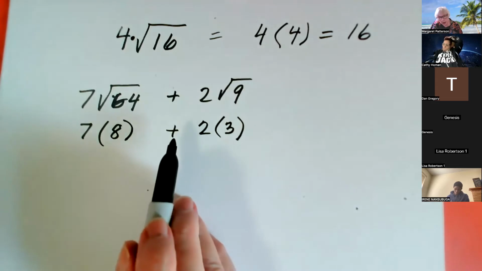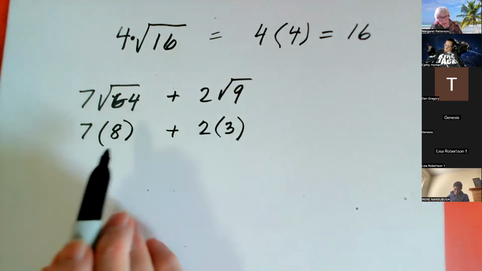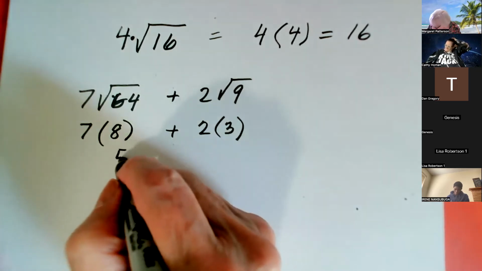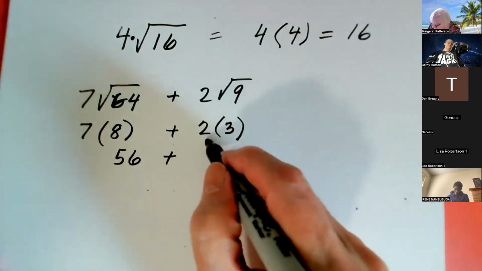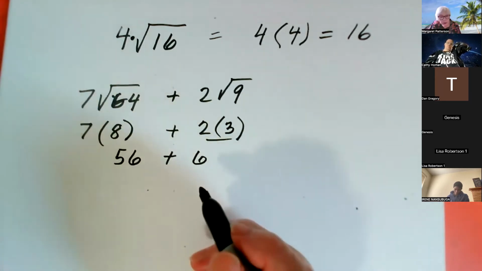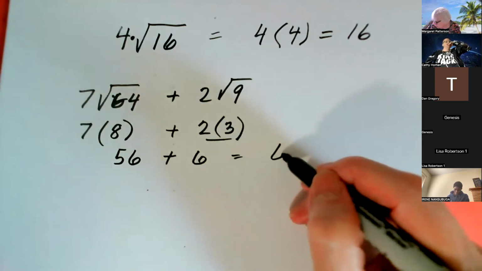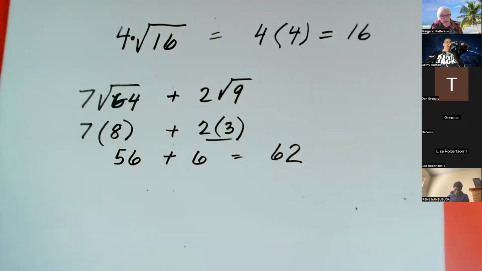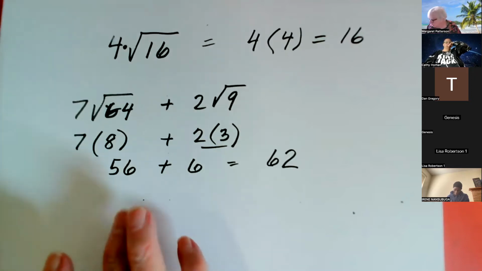At this point in time, the adding, of course, is last. You do the multiplying, 56. You do this multiplying, which is 6. And then you call it, in the end, 62. How's that? So it's really not a big deal at all once you understand what a square root is.